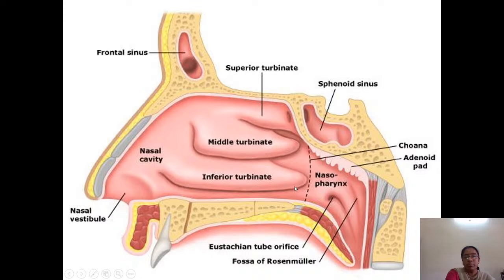So these are the boundaries. The nasopharynx extends from the sphenoid bone, or the basiocciput, up to the soft palate. This region behind the nose is called the nasopharynx.